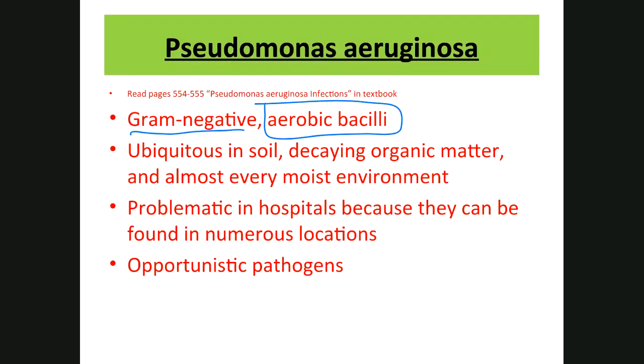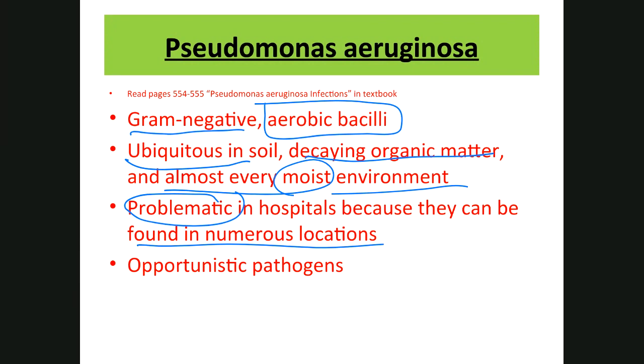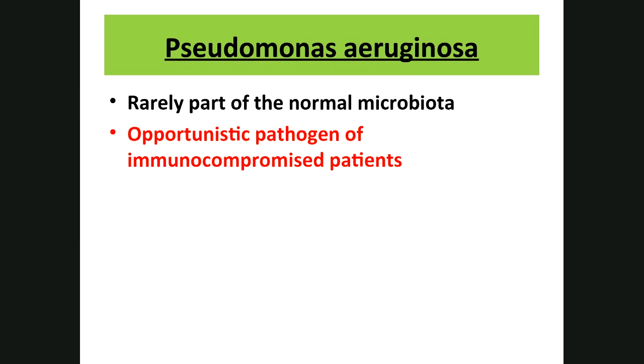It is extremely common in the environment, ubiquitous in soil, decaying organic matter. Almost every moist environment is going to have Pseudomonas. Very problematic in hospitals. It can cause tremendous infections, nosocomial infections. It is an opportunistic pathogen, so it causes infections, especially in immunocompromised patients. Very rarely is it part of the normal microbiota.